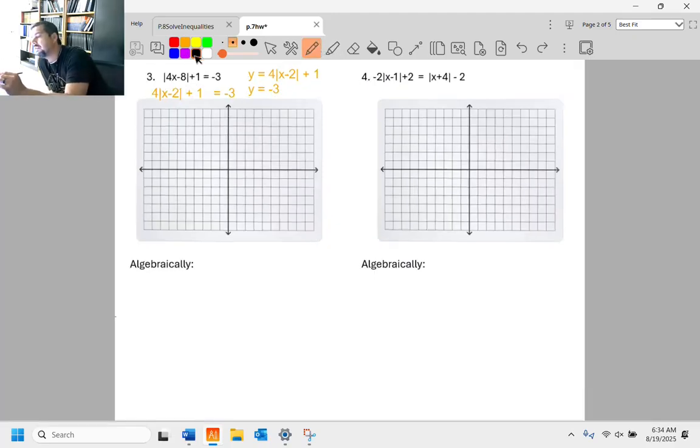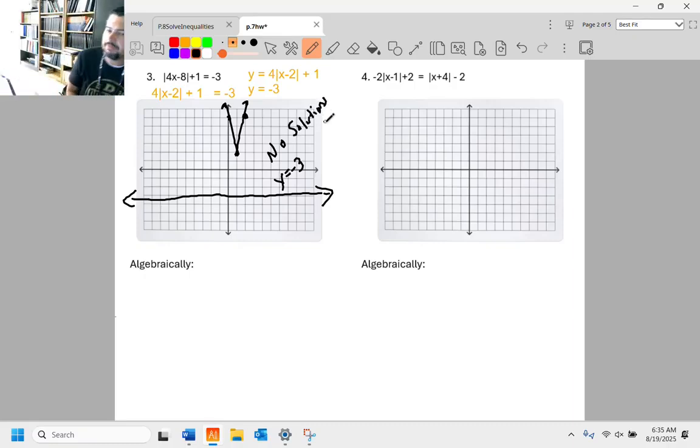So let's focus our attention on this guy right here. We have a vertex at 2, 1. And we have a slope of 4, rise 4, run 1. There's my V. And then we have y equals negative 3, which is down here. And you can quickly see that we have no solutions. So there's something the graph gives you. The graph is telling you there's no solutions.